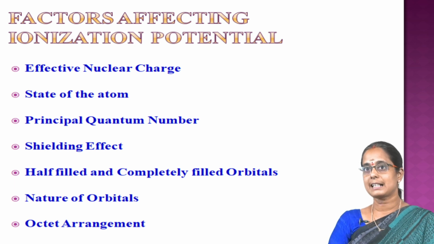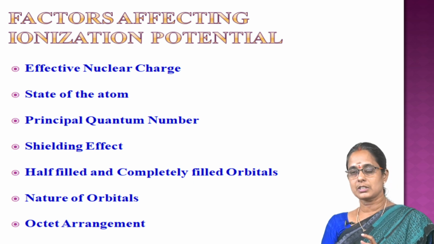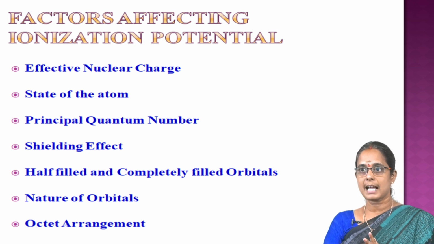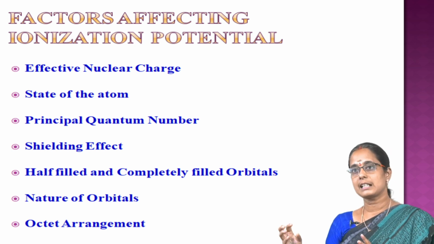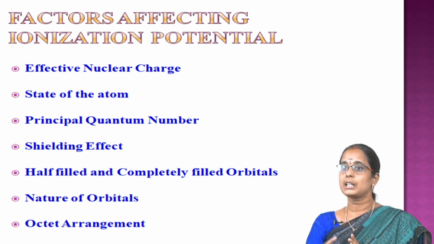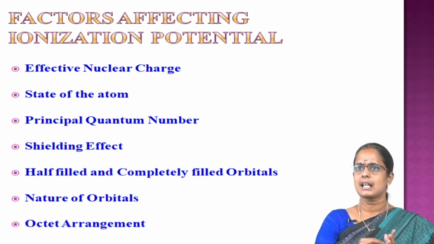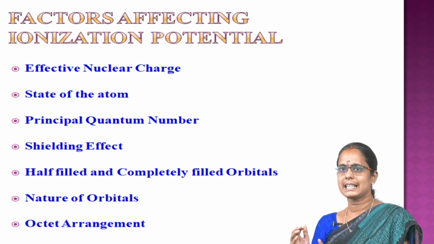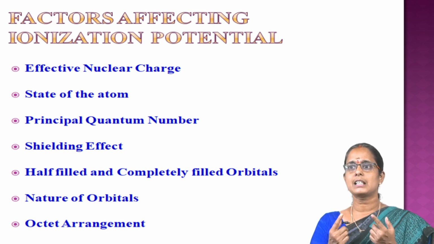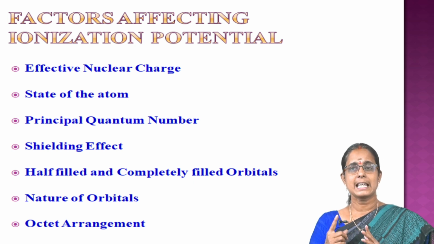Regarding the size of an atom, the higher the size of the atom, the lower will be the ionization energy. When moving down a group, the size of the atom, the atomic radius, increases. So ionization potential decreases as we move down the group, because the distance between the nucleus and the outermost shell electron increases. So the force of attraction exerted by the nucleus decreases, and the electrons may be easily removed.